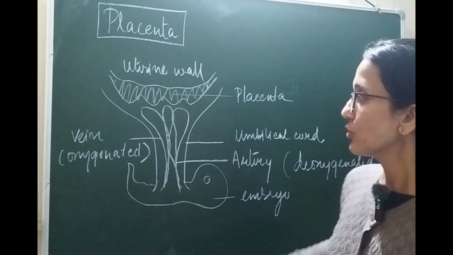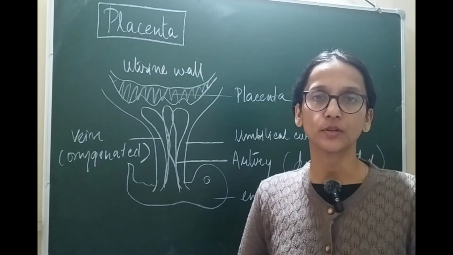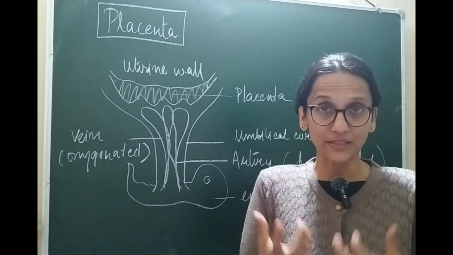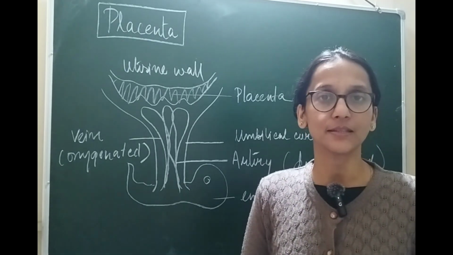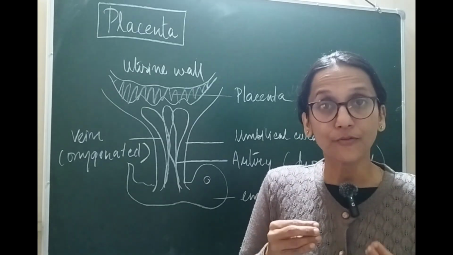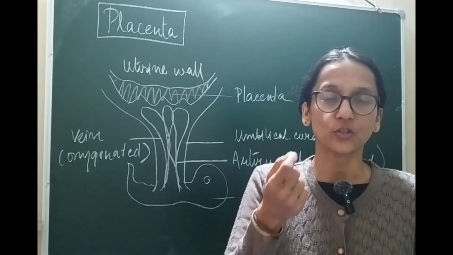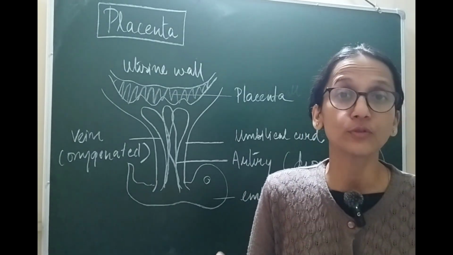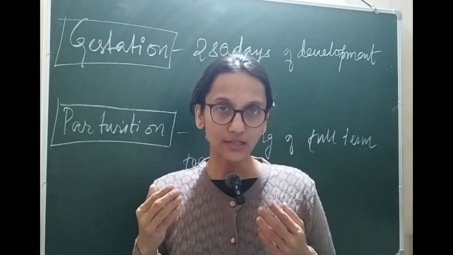Apart from all these functions that I mentioned, placenta also performs another very important function, which is it itself acts like a gland, endocrine gland. That means a gland which is capable of producing hormones. The hormones produced by placenta in a pregnant female are progesterone and estrogen, and they are found in the urine of the mother's body. So any test of a pregnant female will show the presence of these hormones, which can also act like a confirmatory test of pregnancy.